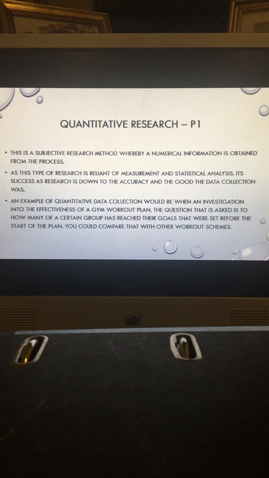Quantitative research. This was mentioned on the previous slide. This is an objective research method where numbers and statistics are obtained from the inquiry. When trying to analyse the measurements and statistics, it is critical that the accuracy of the data collection is very good. On the slide there is an example of a quantitative research question. For a gym workout plan, the question could be asked how many of a certain group have reached their goals that were set before the workout plan. This can be conducted in large sample sizes, which is crucial as it helps improve accuracy and smooths out any false readings.